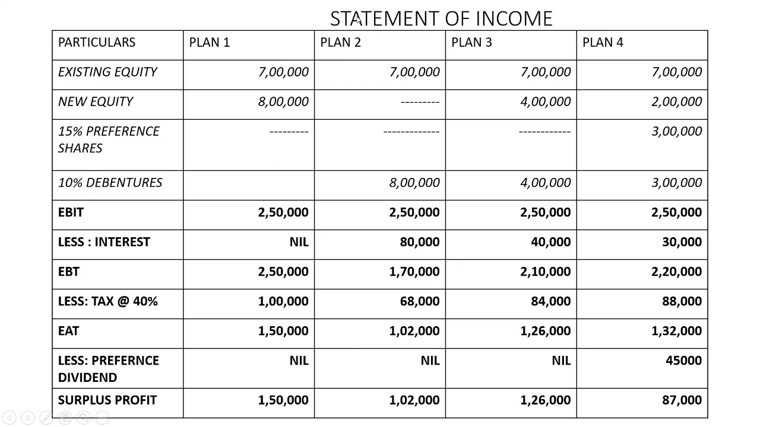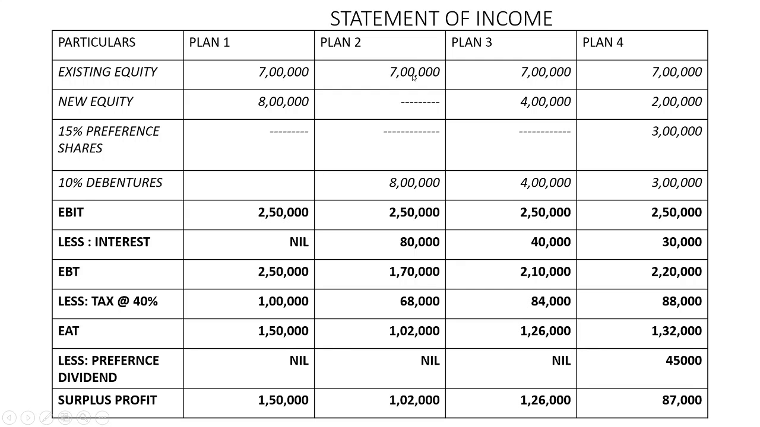This is the statement of income and the first part of this is for our information. Now, what is the situation? See here, plan 1, plan 2, plan 3 and plan 4. 4 amount columns and 1 particulars column. Now, existing equity, you can see in all the situations, it is 7 lakh rupees, 7 lakh rupees, 7 lakh rupees and plan 4, 7 lakh rupees. And in case of the first plan, we'll see new equity. The 8 lakh rupees will be raised by new equity only, no preference shares and no debentures.